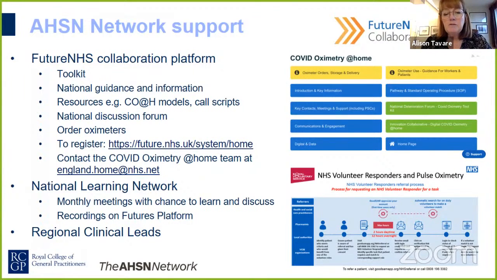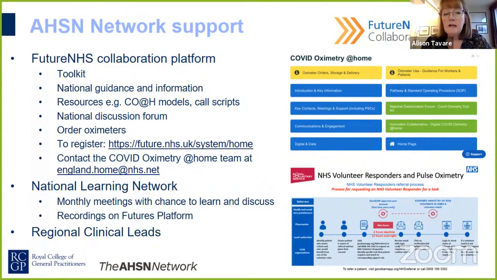But there are also lots of resources, and what I really want to highlight, and I want to thank Jo Murray from Oxford, who's been particularly helpful to developing the FutureNHS collaboration platform. It's got an excellent toolkit, lots of national guidance, lots of resources. A lot of the stuff that Matt's referred to earlier is on there. Things like call scripts. How do you tell call handlers what to say?